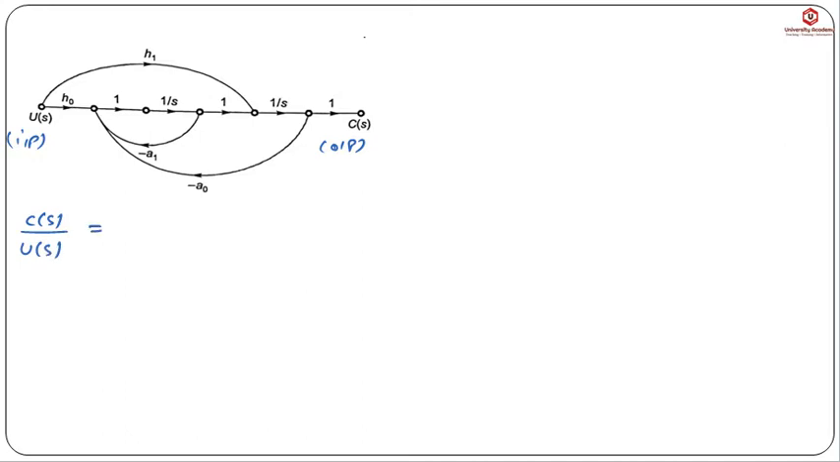First, we find a forward path between the input node and the output node. This is one forward path: H naught, then 1, then 1 by S, 1, 1 by S, and 1. The forward path gain is H naught into 1 by S into 1 by S into 1, so the forward path gain of this path is H naught by S square.